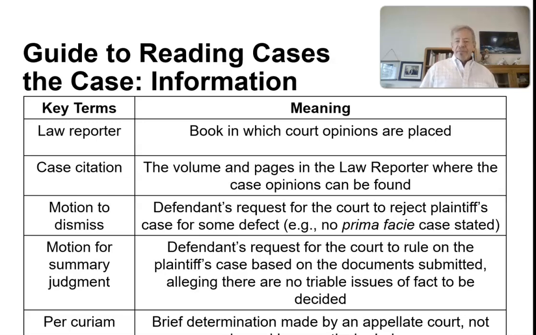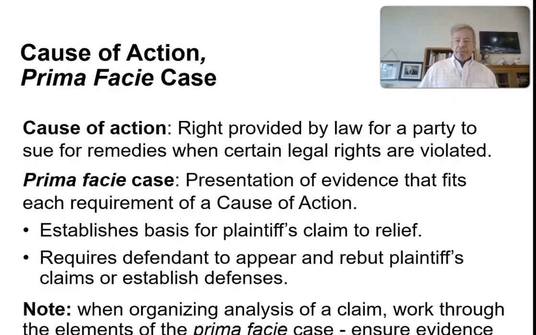Anyway, so then you have a motion to dismiss, where the court rejects the case. A lot of times that's the defendant's request to the court to reject the case for some defect. Almost every case, you're going to have a motion to dismiss based upon this. So you have all that going on. Motion for summary judgment: the defendant's request to rule that this is just ridiculous, there's no triable issue of fact to be decided. Almost everybody's going to file that. Those are pretty standard aspects of it. And then per curiam, a brief determination made by an appeals court.